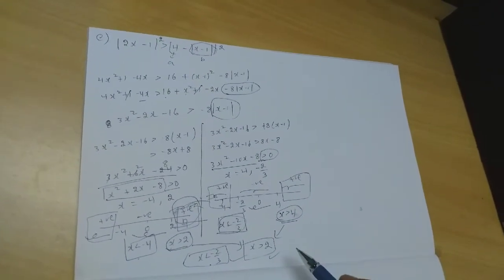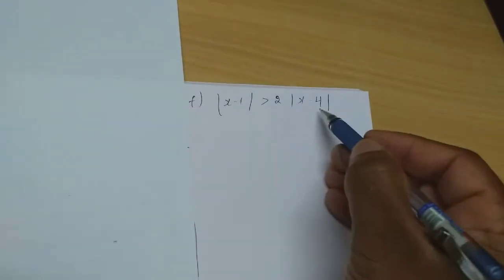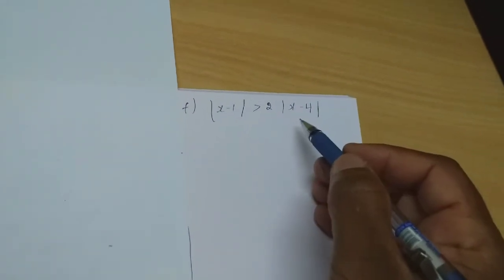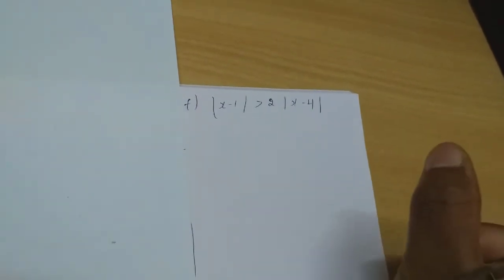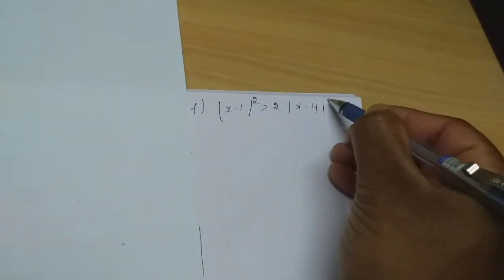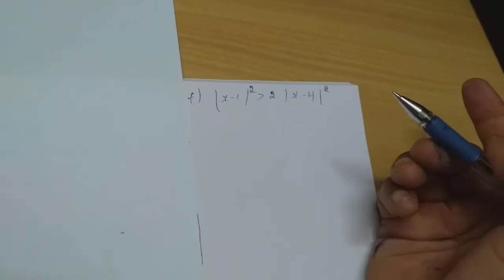Are we clear with this? Now next sum: |x − 1| greater than 2|x − 4|. Again mod is present, I need to square on both sides. Here is the catch, and where students go wrong: they do the square to this, but they do not square this too. That is where the mistakes happen.